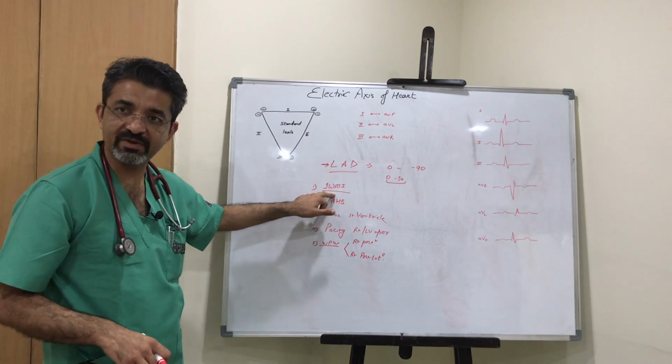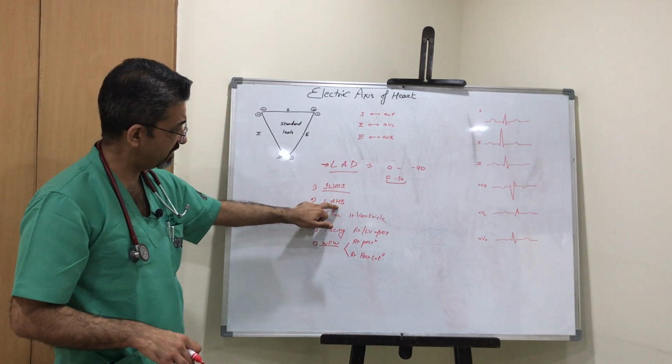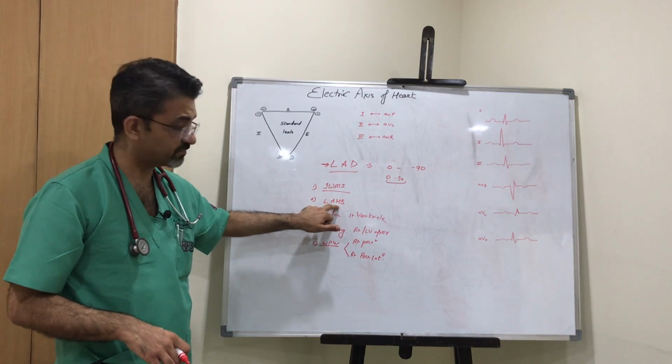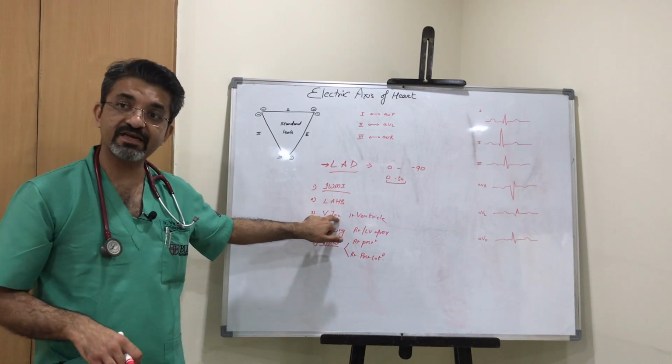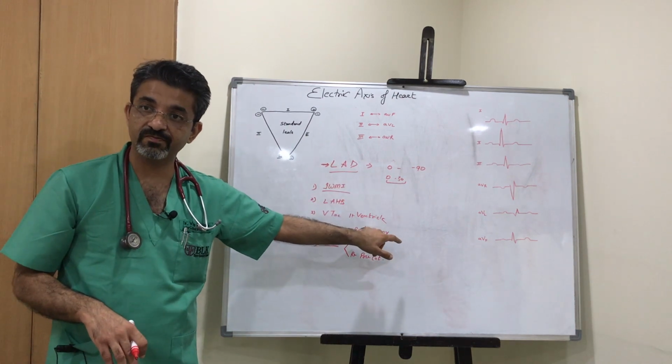So at least try to remember three causes of left axis deviation. One is inferior wall MI, one is LAHB, third is ventricular tachyarrhythmia arising from left ventricle.